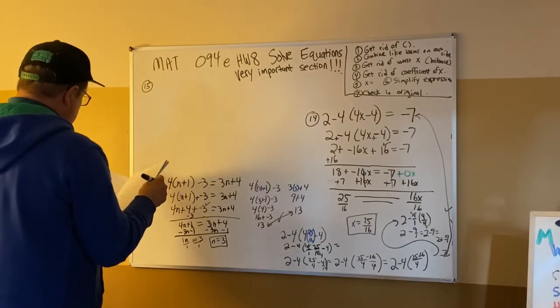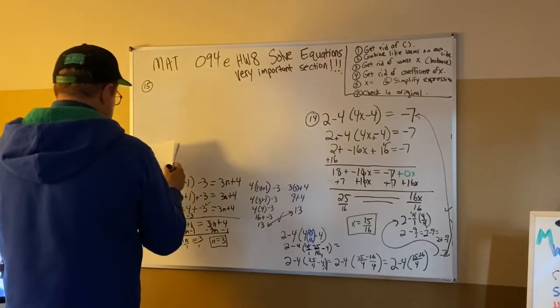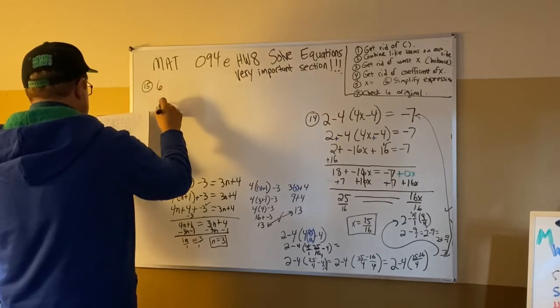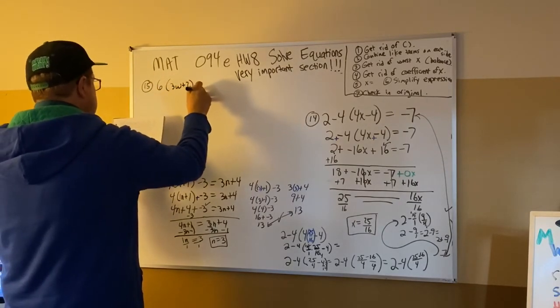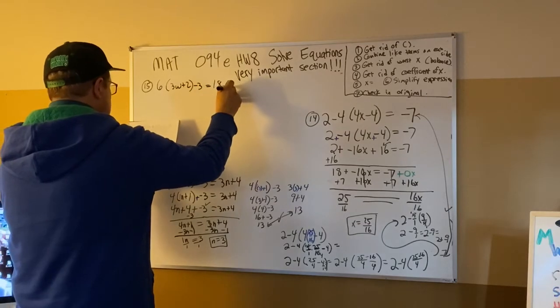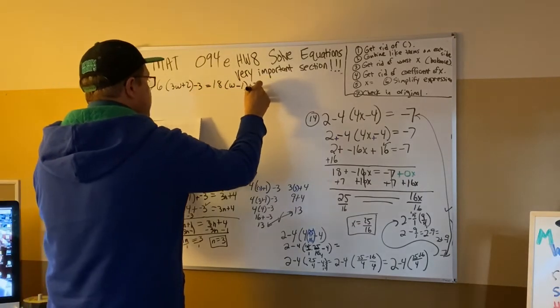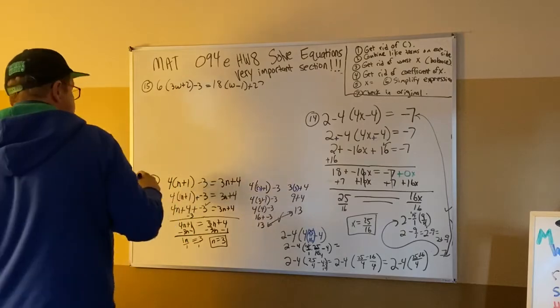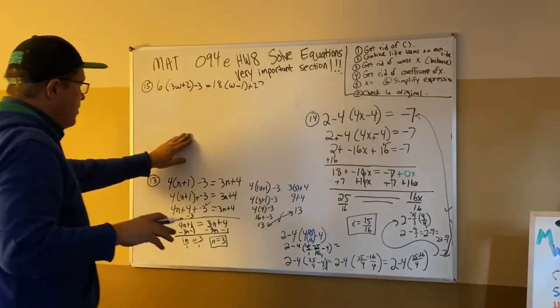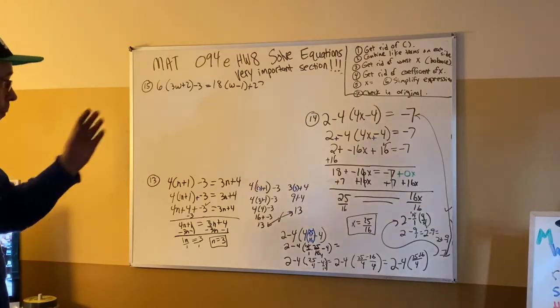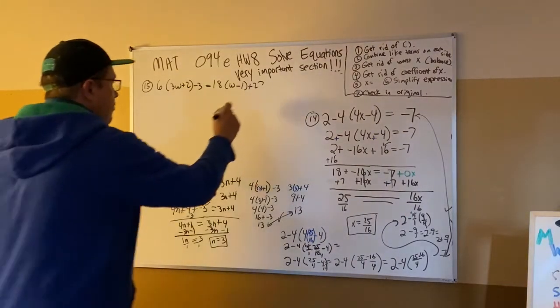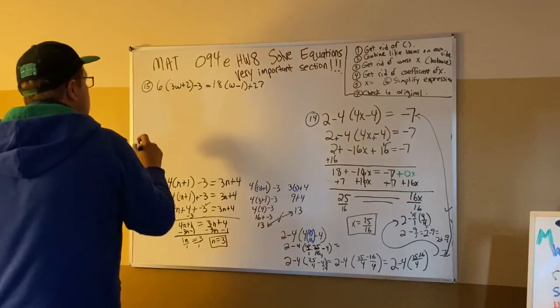15 is this, 6. This one has a tricky answer. 6 times (3w plus 2) minus 3 equals 18 times (w minus 1) plus 27. And we are looking for the situations where w makes both sides equal. Both sides of this, when I use a specific value of w, will get the same number.